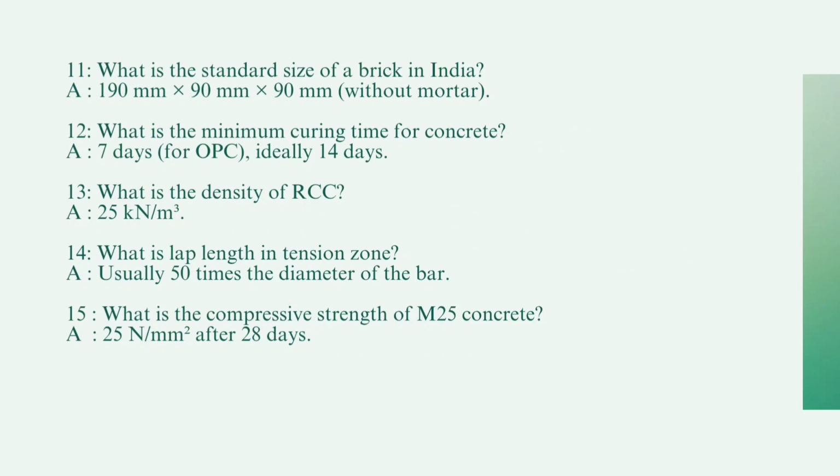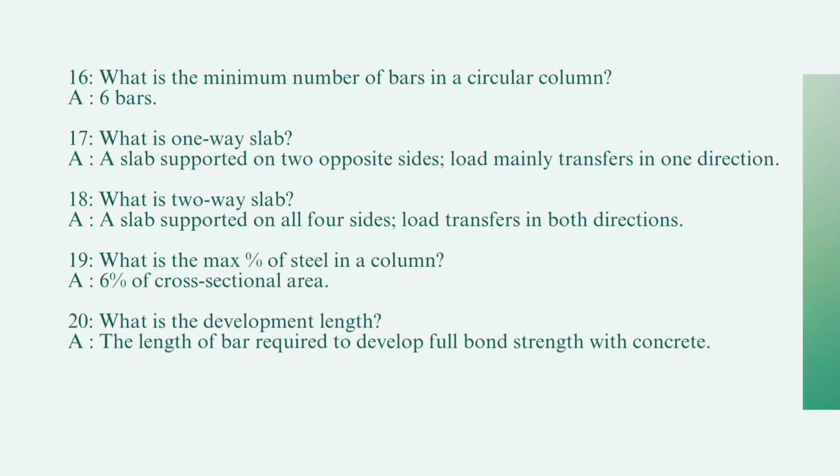Question number 14. What is the lap length in tension zone? Answer. It is usually 50 times the diameter of the bar. Question number 15. What is the compressive strength of M25 concrete? Answer. It is 25 Newton per mm square after 28 days. Now question number 16. What is the minimum number of bars in a circular column? Answer is 6 bars.